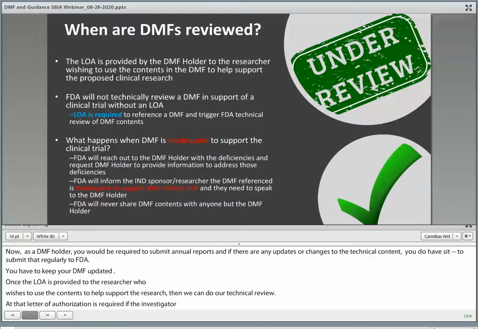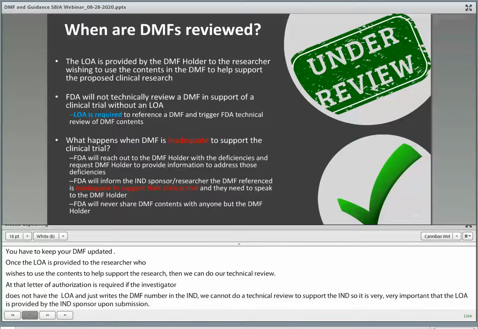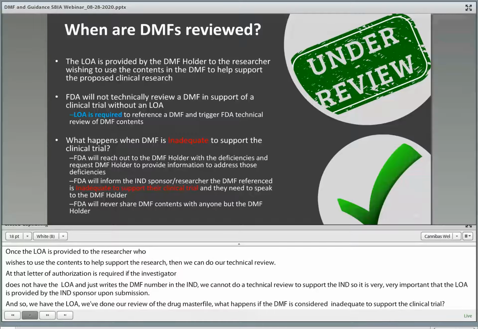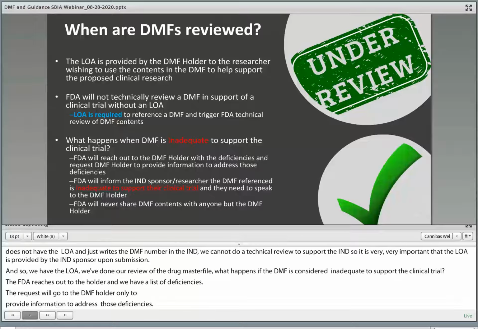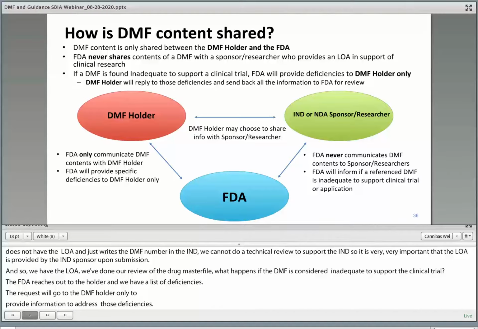And so we have the LOA. We've done our review of the drug master file. What happens if the DMF is considered inadequate to support the clinical trial? Well, the FDA reaches out to the DMF holder, and we will have a list of deficiencies. And the request will go to the DMF holder only to provide information to address those deficiencies. We will also inform the IND sponsor or researcher who referenced the DMF, and we'll say, this DMF is inadequate to support your clinical trial, and the researcher would need to speak directly to the DMF holder. We will never share DMF contents with anyone but the DMF holder.